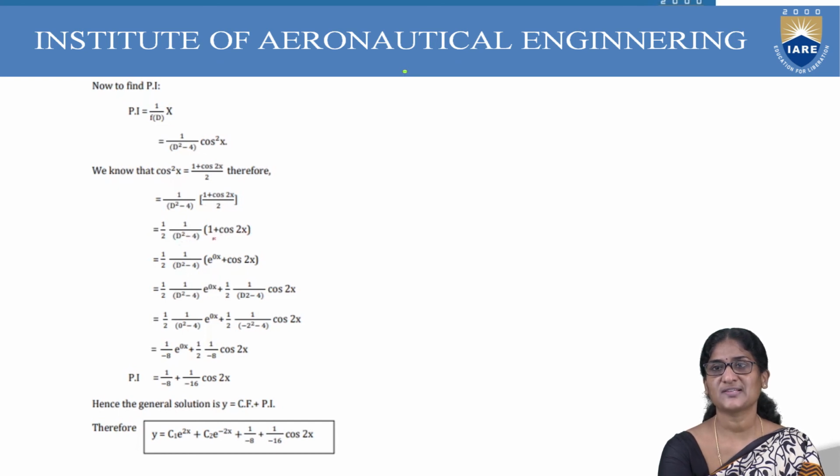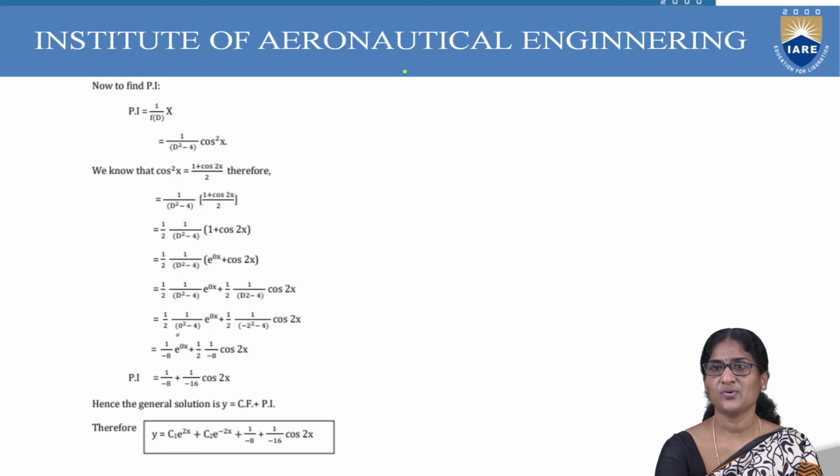Now this can be written as e power 0x plus cos 2x into 1 by d square minus 4. So 1 by 2, 1 by d square minus 4 into e power 0x plus, split that into two different parts. Multiply these terms with e power 0x and cos 2x separately. So 1 by 2, 1 by d square minus 4 into cos 2x.